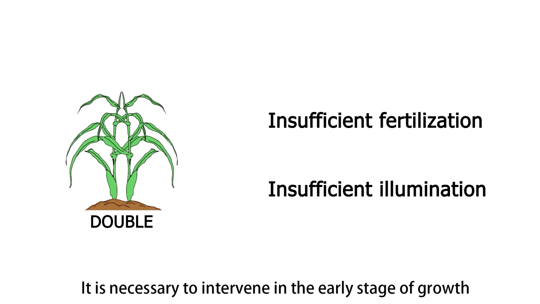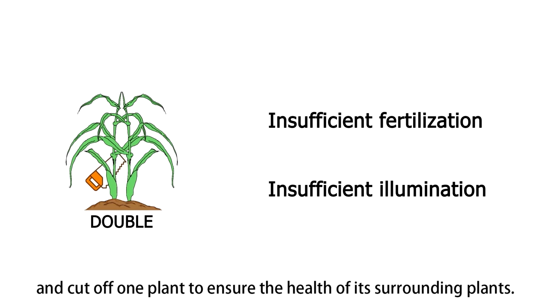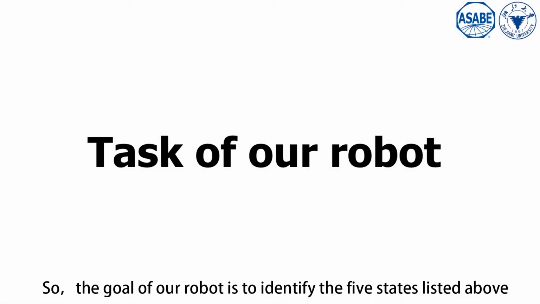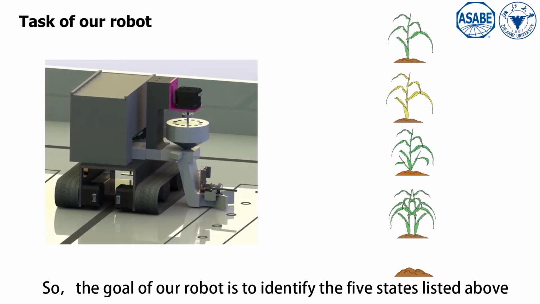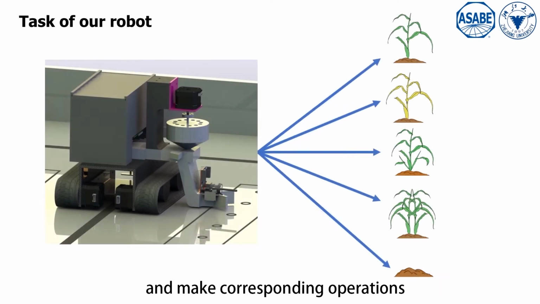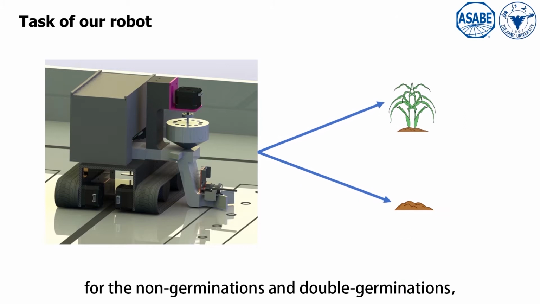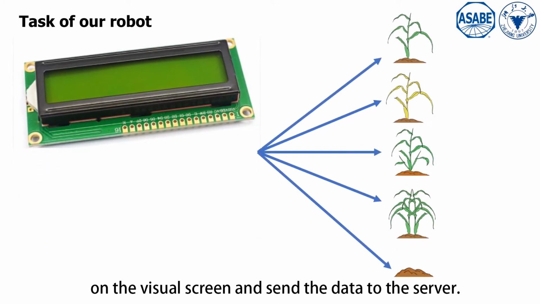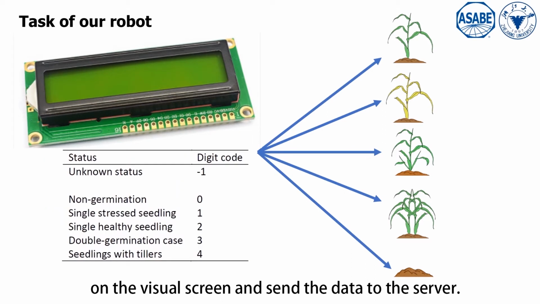It is necessary to intervene in the early stage of growth and cut off one plant to ensure the health of its surrounding plants. So, the goal of our robots is to identify the 5 states listed above and make corresponding operations for the non-germinations and double germinations, and finally present the status, distribution, and population density on the visual screen and send the data to the server.